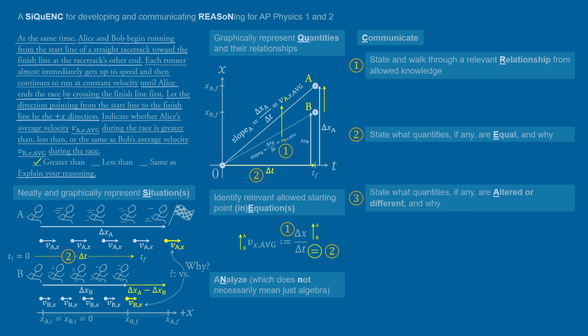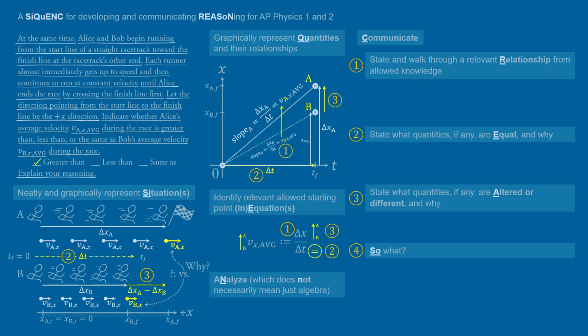3. State what quantities, if any, are altered or different and why. In the sketch of the situations, we draw a circled 3 near the arrow indicating that Alice's displacement is greater than Bob's displacement. On the graph of position versus time, we draw a circled 3 near the up arrow that also indicates that Alice's displacement is greater than Bob's displacement. And near the equation defining average velocity, we draw another circled 3 near the up arrow annotating the delta x in the numerator. Each of these 3 labeled features represents that Alice's displacement is greater than Bob's displacement.